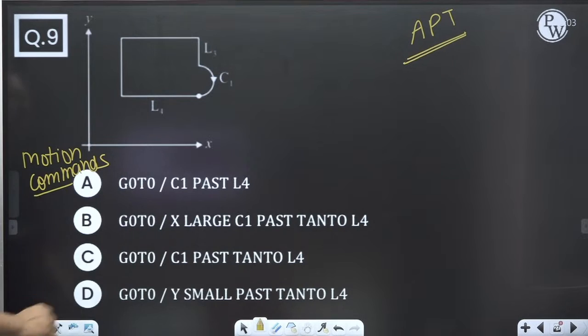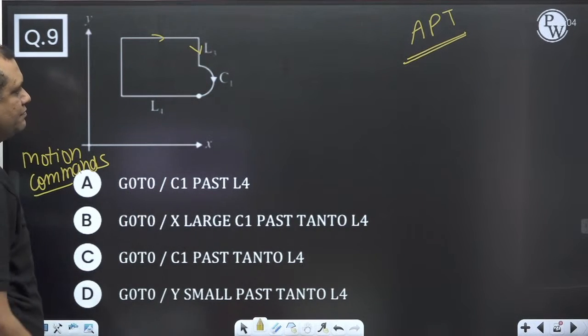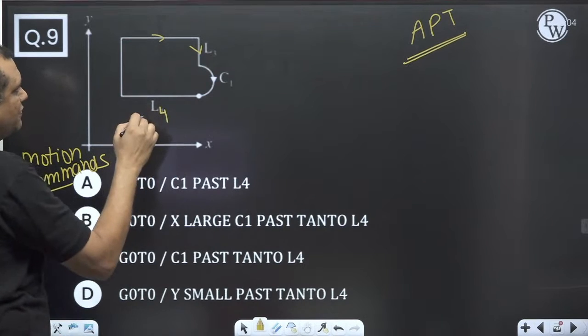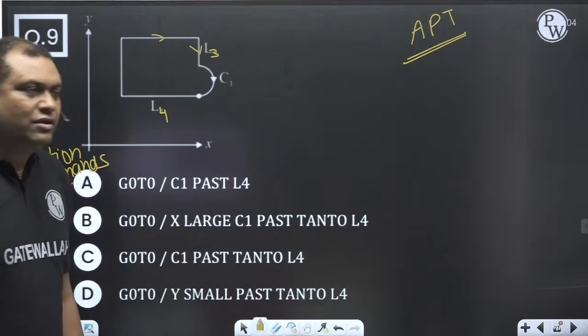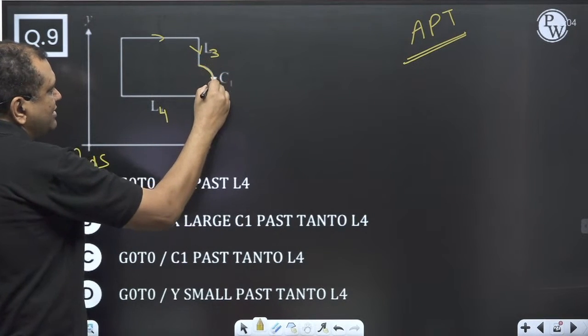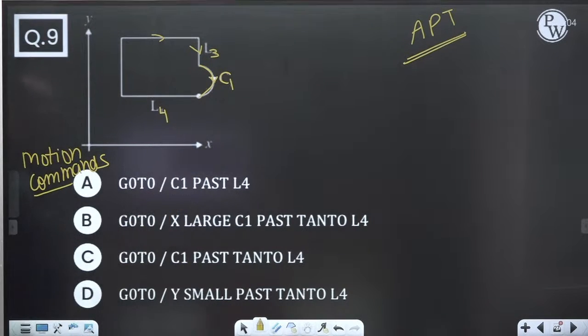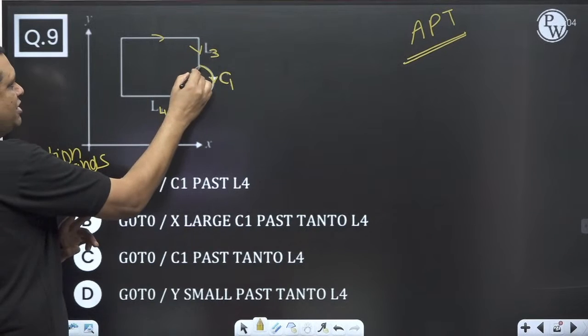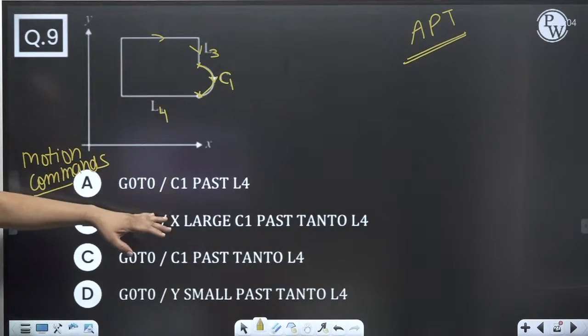My tool is moving along this direction. This is L4, L3. Now I want to move my tool along this curvature C1, from this point to this point. For that, what is the command?